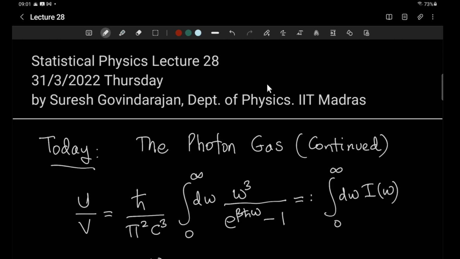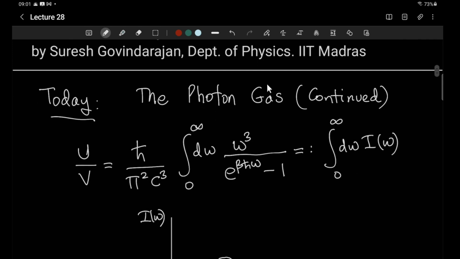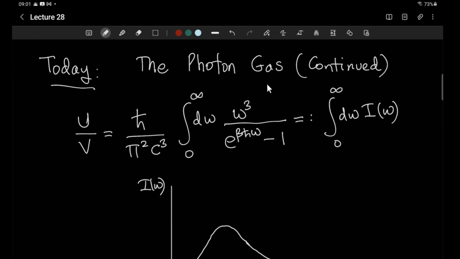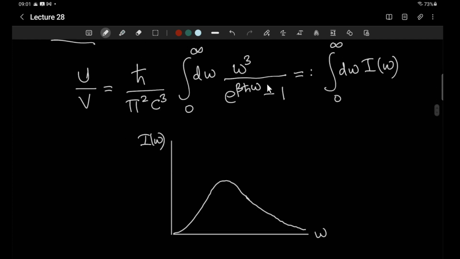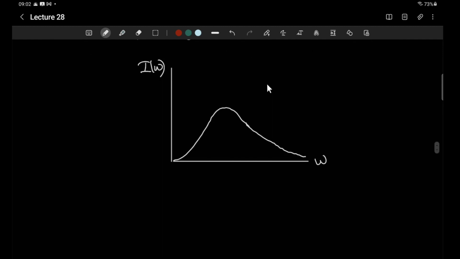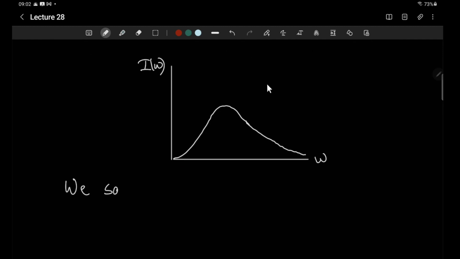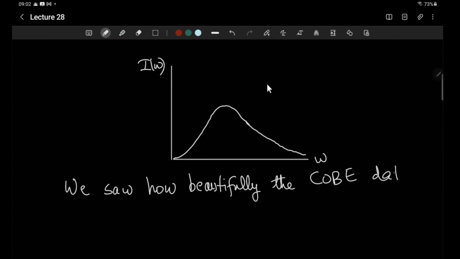Good morning, and today we continue our study of the photon gas. We derived this formula for the energy density, which we expressed in terms of this integral over omega, or frequency, and this I of omega was identified with the intensity. If you plot it, you get this curve. And we saw how beautifully the COBE data for the cosmic microwave background radiation fitted this curve.